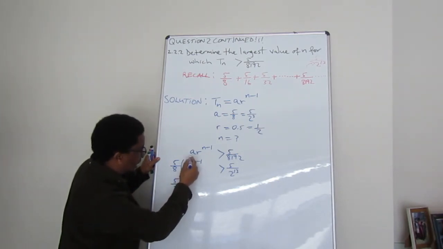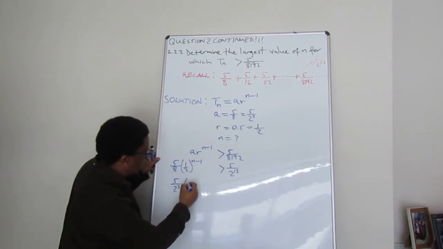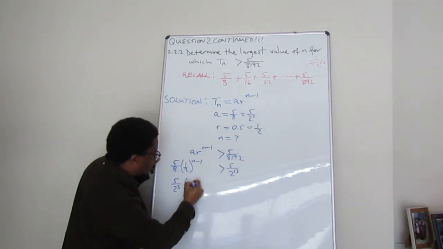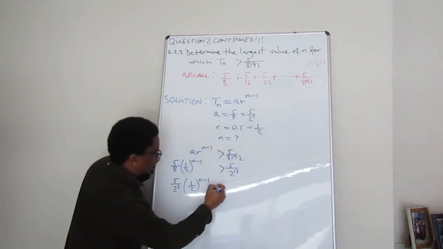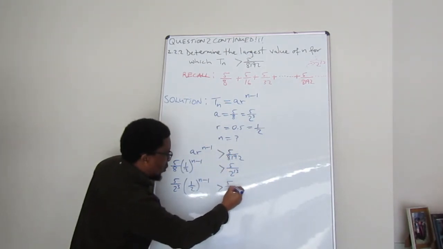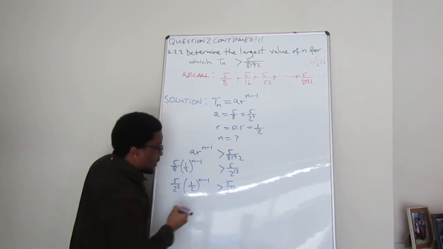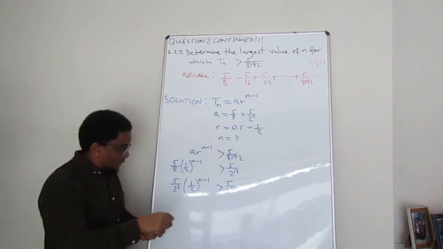What can I do here now? I can simply say that this is going to be my 1 over 2 to the power n minus 1. Let's just hold it like that there. 5 over 2 to the power 13. Can you see now?